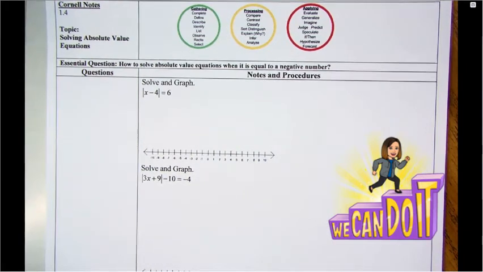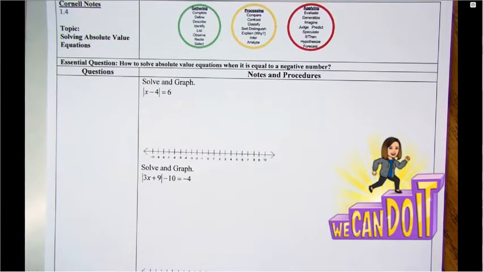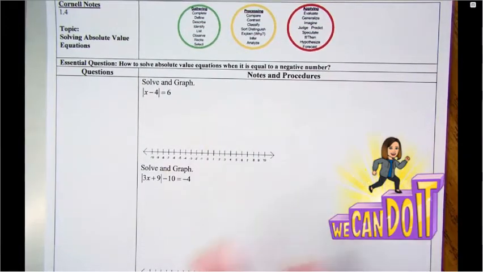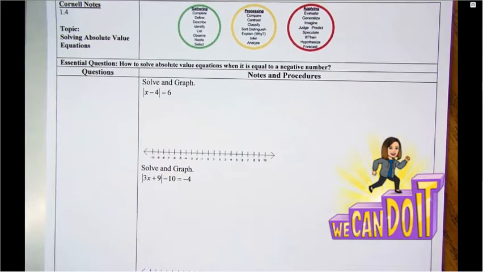All right, now that we've done our activity on decimals, we're going to move on to the next section where we learn how to solve it algebraically. So our essential question is how to solve absolute value equations when it is equal to a negative number. This essential question doesn't relate to the whole thing, but if that was to arise, you should be able to answer that question. Okay, so the absolute value of x minus 4 is equal to 6.